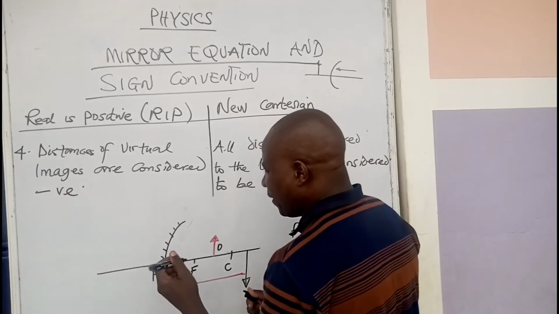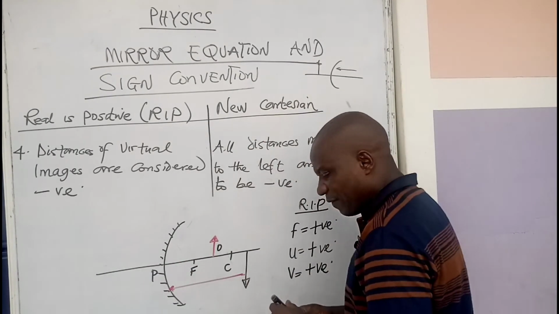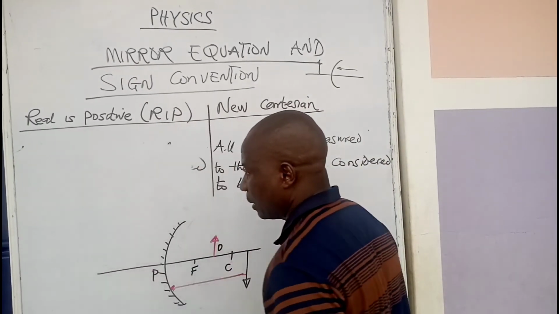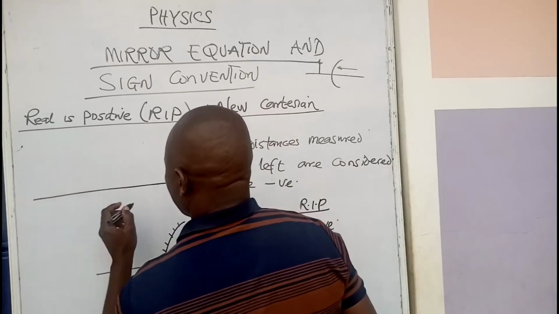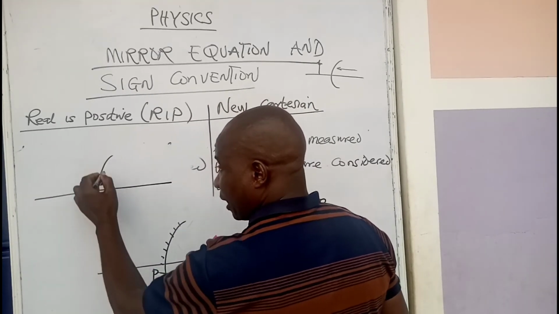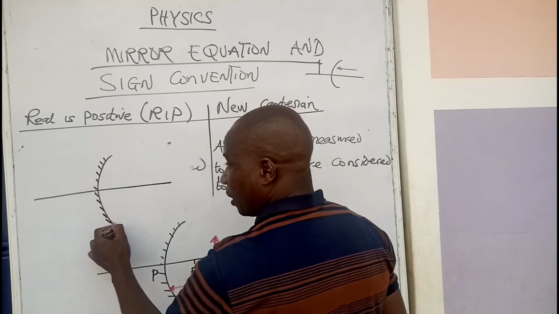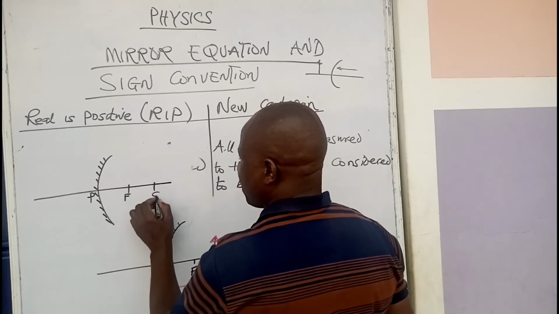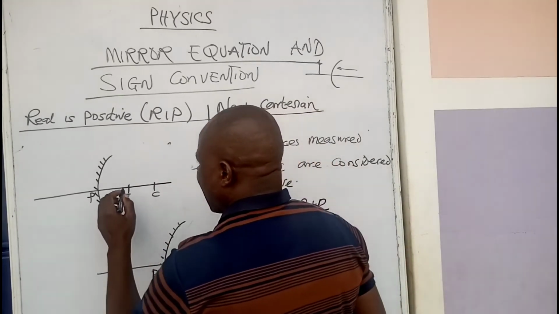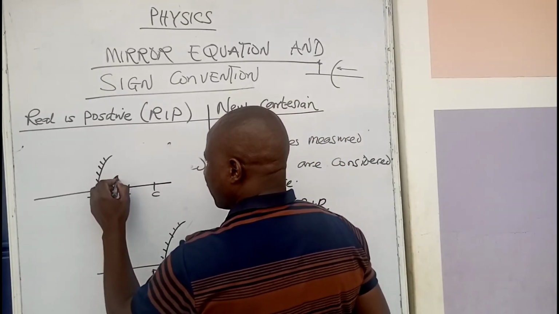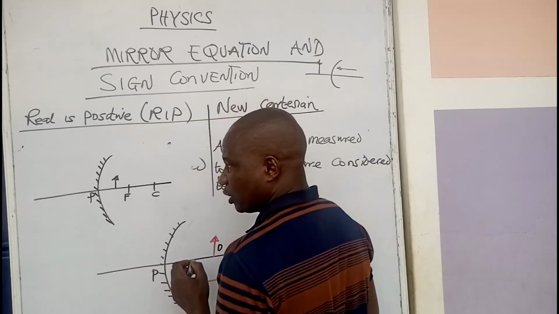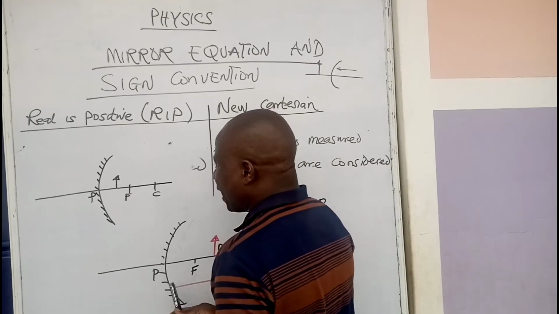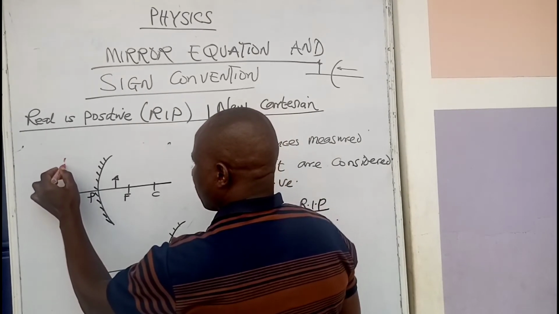Now, let's say I have another sketch here. This is still a concave mirror. I have my P here, I have my F here, I have my C here. If I now have my object here, look at it though, my object is here. Where will I have my image? Of course, my image is going to be somewhere here.